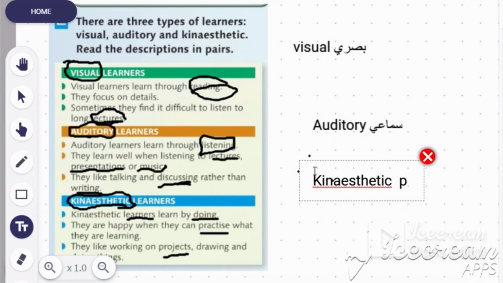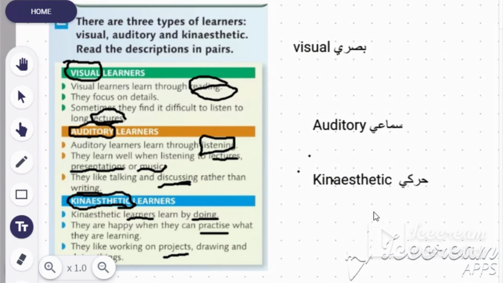Okay? They like to do the action, so to do the thing. Kinesthetic, okay. They like to do the action, so they learn it. They like to do the action, so they remember it. They like drawing, they like making things, so they remember the information while they do it.